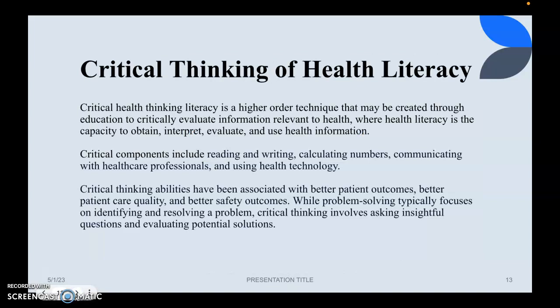Here we want to talk about the critical thinking aspect of health literacy. Critical health literacy is a higher-order skill that may be developed through education to critically evaluate information relevant to health, where health literacy is the capacity to obtain, interpret, evaluate, and use health information.